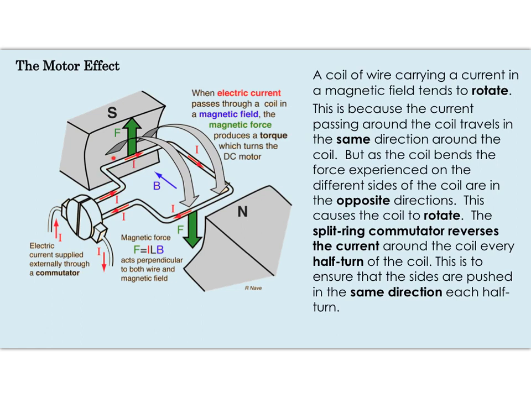So you can see that as this rotates up to the top, if we had the current still going that direction, it would still have force going up. But the split ring commutator allows the current to flow in the opposite direction, which means that this now gets a force going down and continues in the same direction in terms of its rotation.